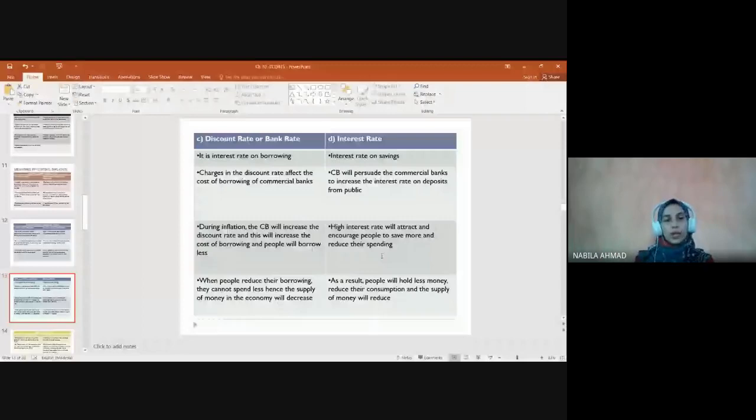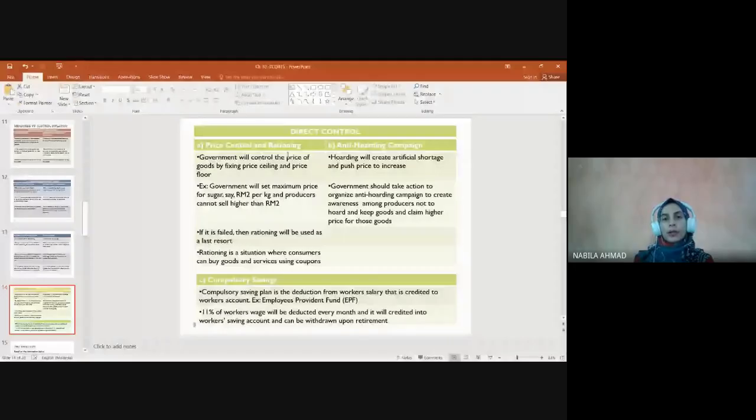Okay. And dia ada satu lagi measure yang kita panggil sebagai direct control. Kadang-kadang government dia akan ambil direct control juga. So apa direct control dia? First, price control and rationing. Government will control the price of goods by fixing price ceiling and price floor. Bila government fix price ceiling and price floor, itu adalah juga salah satu macam mana dia nak control inflation lah.